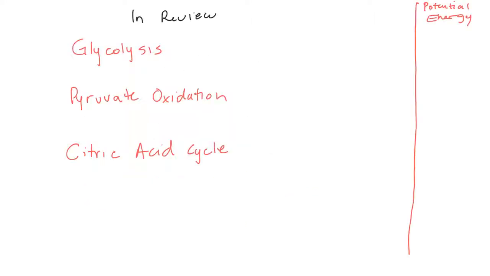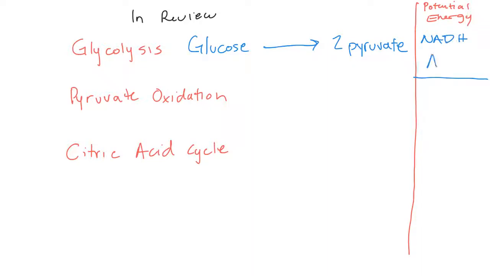Let's start by reviewing, okay? I'll do glycolysis and then I want you guys to do the other steps. So in glycolysis, we started with glucose. And then we ended with 2 pyruvate molecules. And the potential energy that we got out of that, or molecules with potential energy, were NADH and ATP, and we got 2 of each of those, right?